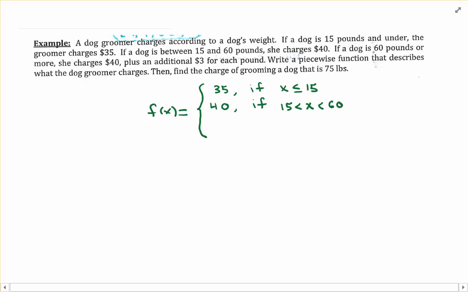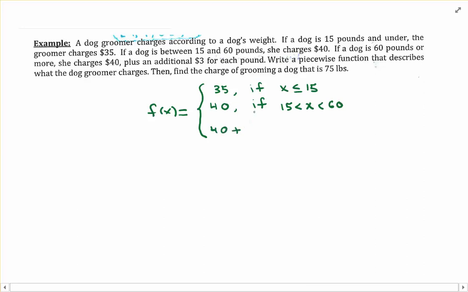It says if a dog is 60 pounds or more, she charges $40 plus an additional $3 for each pound. All right, so there is kind of a flat rate going on here, but then there's also a variable rate. First of all, for a dog weighing 60 or more pounds, there's immediately a $40 charge.